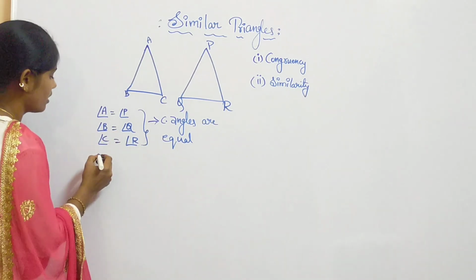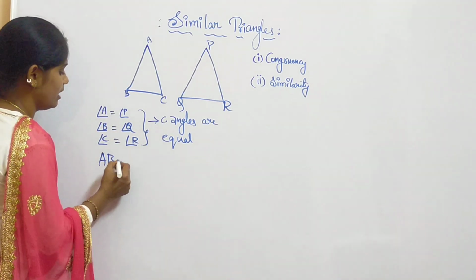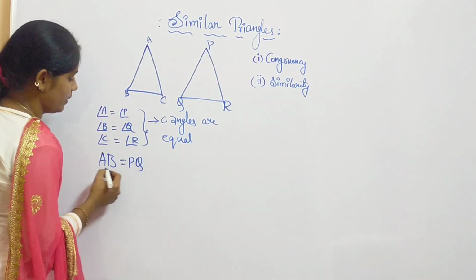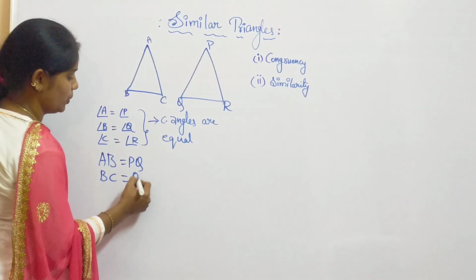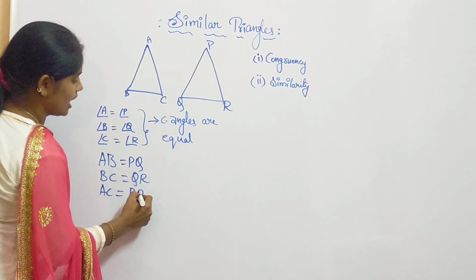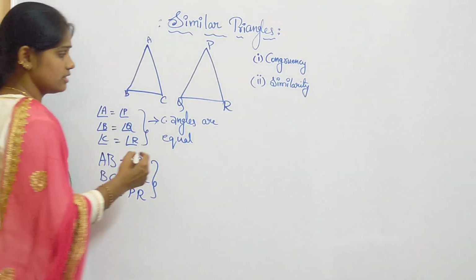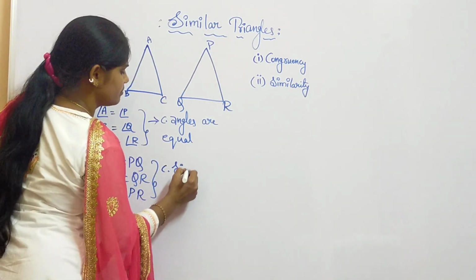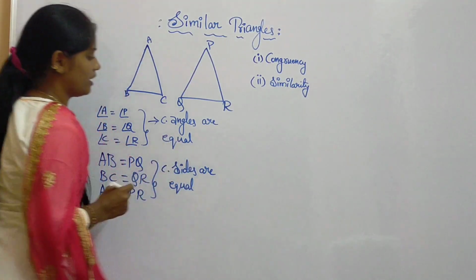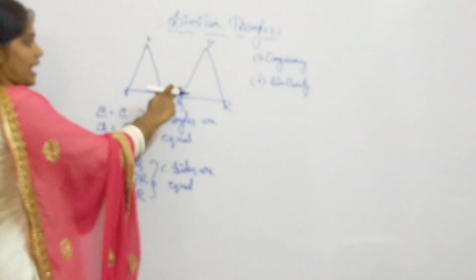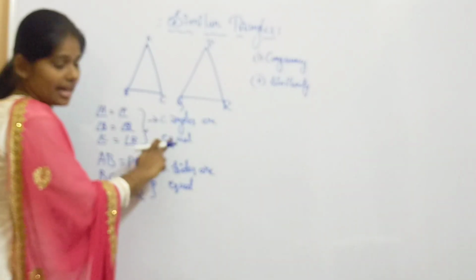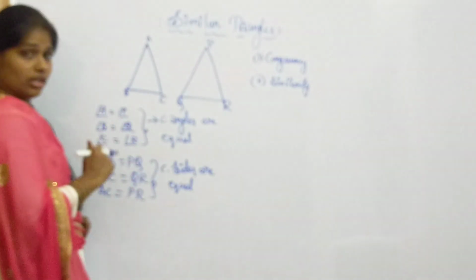And next, the line segment AB is equal to PQ, BC is equal to QR and AC is equal to PR. This particular property is called corresponding sides are equal. See here, in these two triangles, triangle ABC and triangle PQR, we are saying that corresponding angles are equal and corresponding sides are also equal.